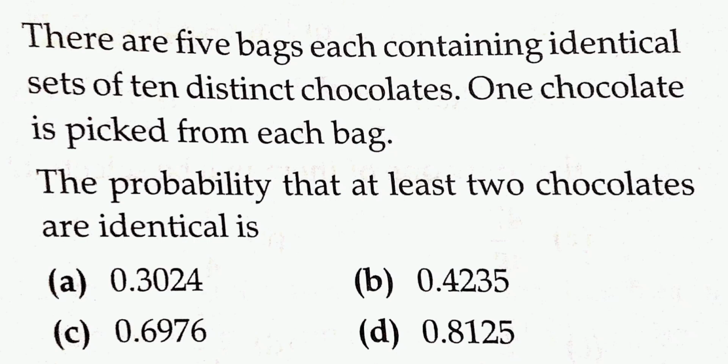Okay, we have 5 bags, and each bag contains 10 different types of chocolate. So the 5 bags have the same 10 distinct types of chocolate. We have to find the probability that at least 2 chocolates are identical, because we are picking one chocolate from each of the 5 bags. So the chocolates I take should have at least 2 that are identical. We have to find that probability.